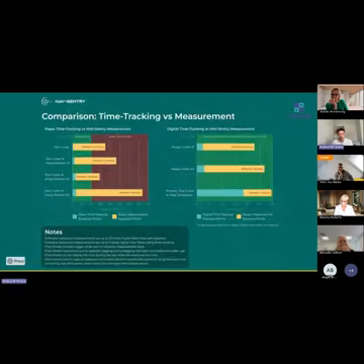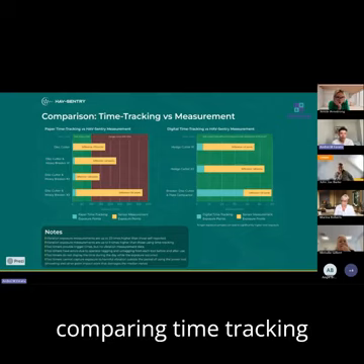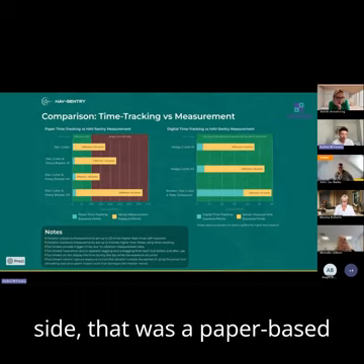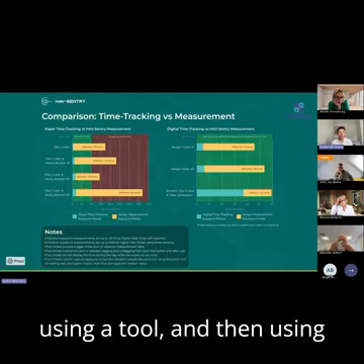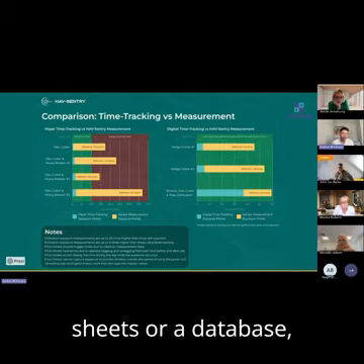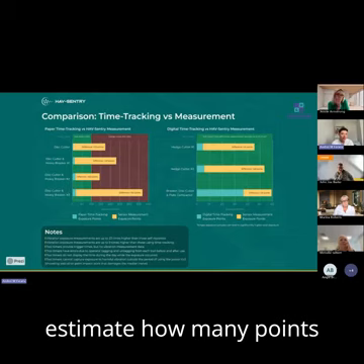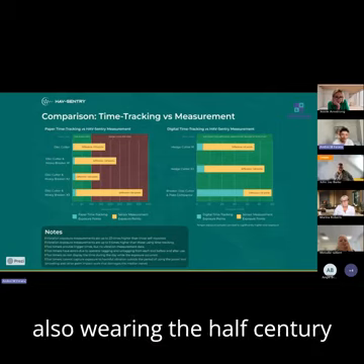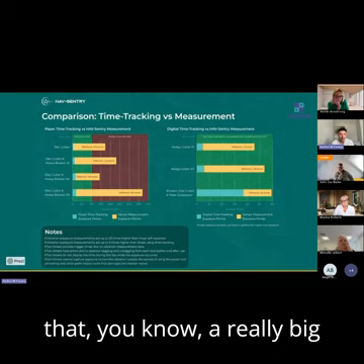And then this is some real data from a construction environment, comparing time tracking versus measurement. You can see on the left-hand side, that was a paper-based system, essentially estimating how long an operator has been using a tool, and then using the tool manufacturer's datasheet or a database, one of those two, to estimate how many points they've accumulated in their shift. But the operator was also wearing the HAVS Sentry glove, and we recorded a really big difference.